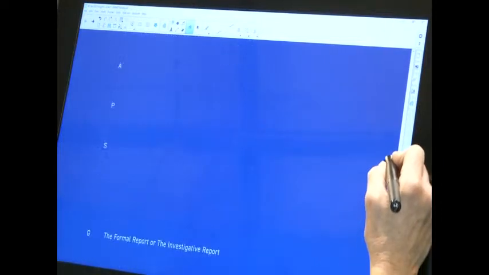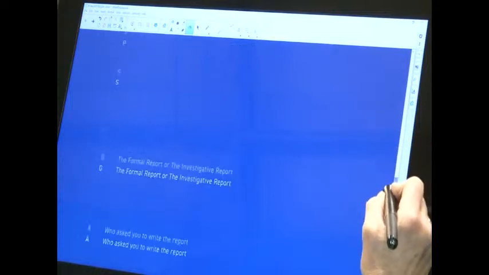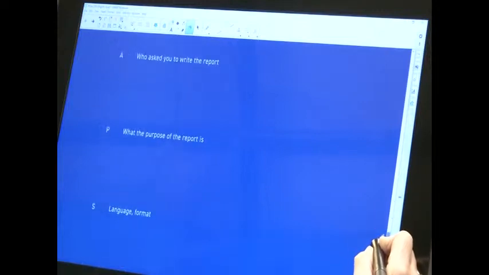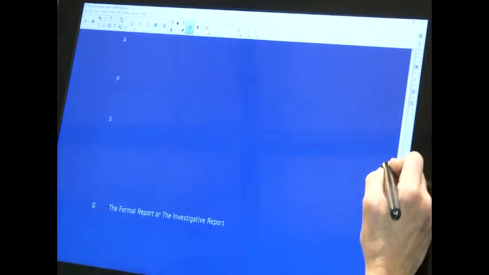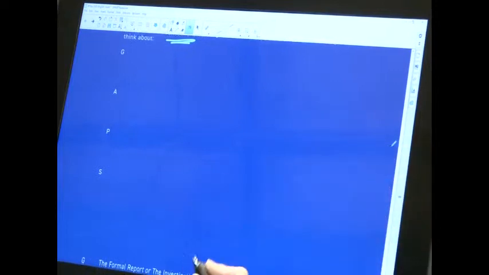So any piece of writing, you're going to go, what are my gaps? And you're going to say, okay, I'm looking at a report. Who's my audience? What's my purpose? What's my style? So please, as you revise, you're doing the email or the dialogue, the flyer, the invitation, the directions, the instructions, the diary entry.